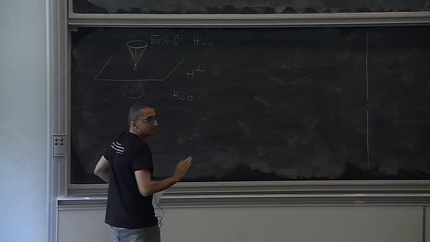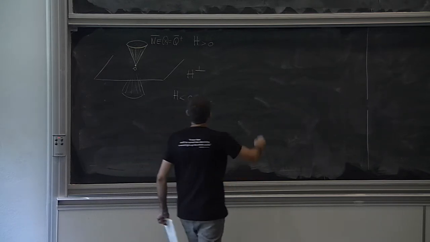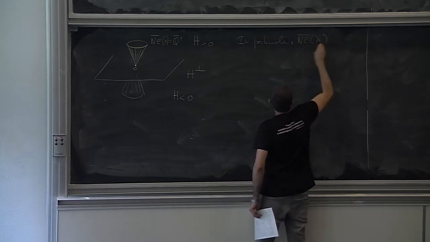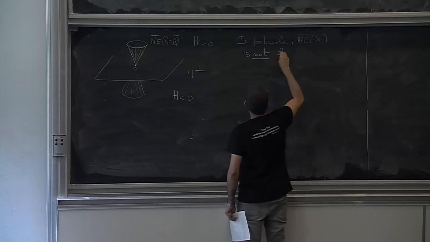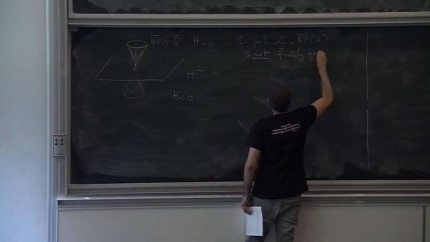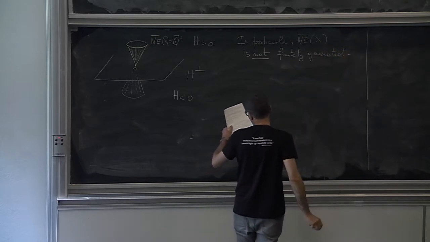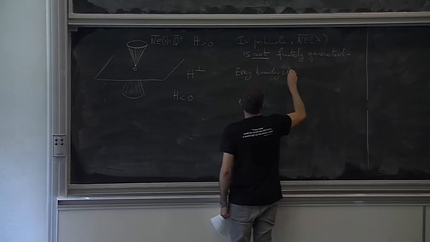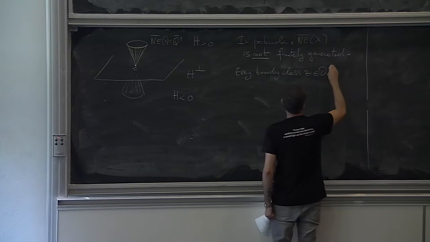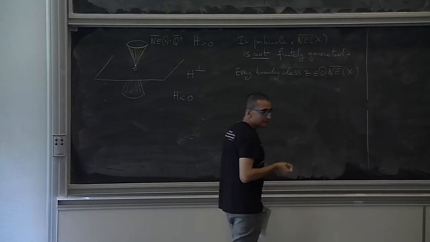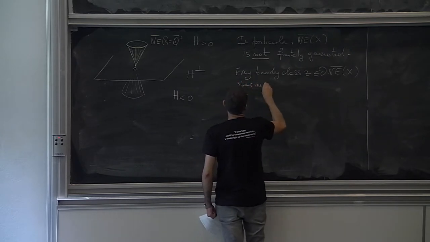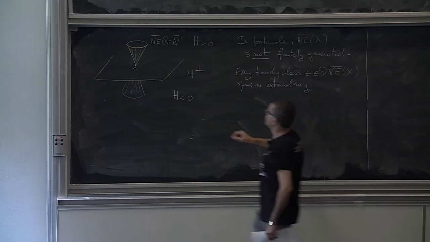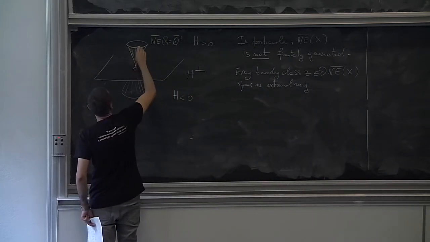In particular, this cone is not finitely generated. This is a round cone, it's not polyhedral. In particular, NE of X is not finitely generated in this case. Moreover, every boundary class Z spans an extremal ray. So we have a boundary class here. If you take a boundary class here, there is this extremal ray here.